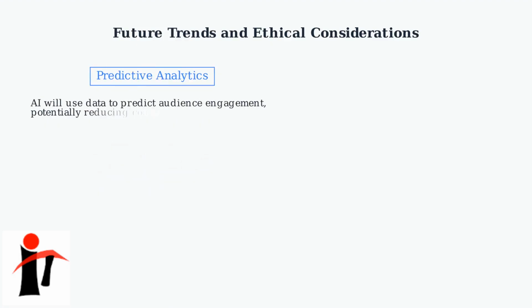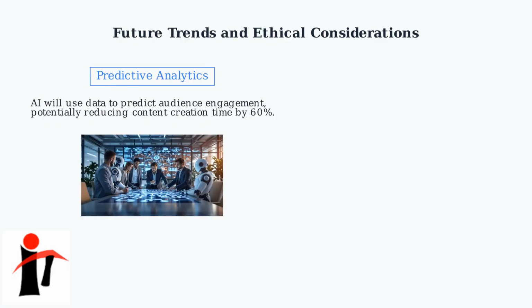Predictive analytics for audience engagement is on the horizon. By analyzing viewer data and behavior patterns, AI can suggest script modifications that maximize engagement, potentially reducing overall content creation time by up to 60% through optimized storytelling and pacing.